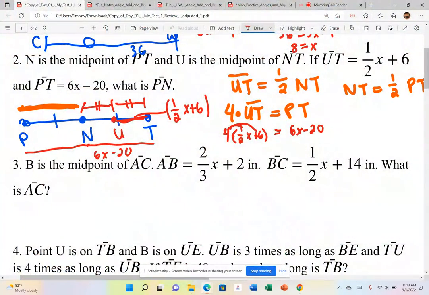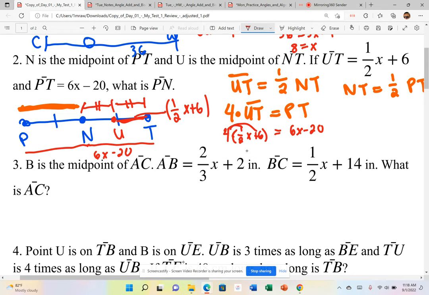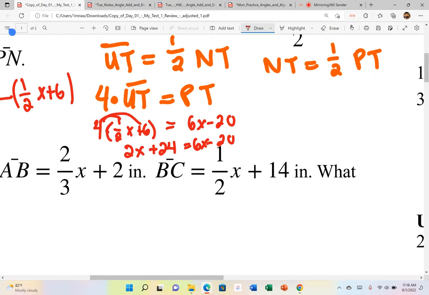Okay, so we're going back here. We're going to finish up number 2. Okay, guys. All right, we distribute the 4. You're going to get 2x plus 24 equals 6x minus 20. You with me? Distribute that 4, right?